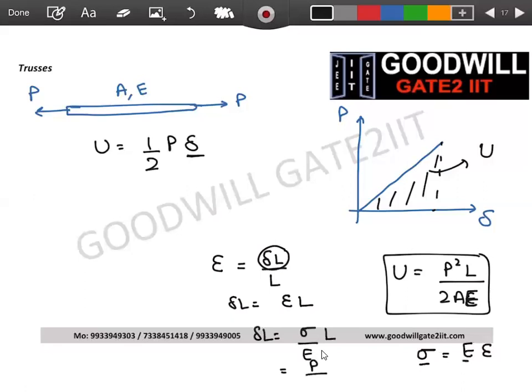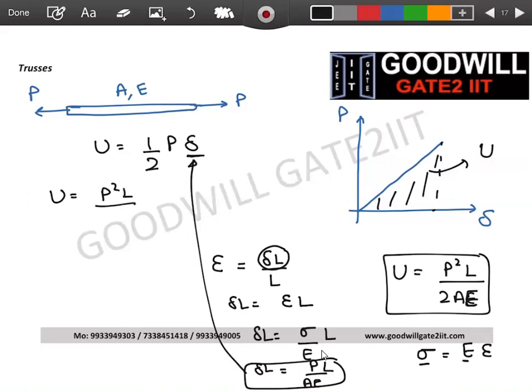So force is P, area is A. So we got change in length as PL by AE, which if you substitute here, you will get simply as P square L divided by 2AE. I definitely expect you people to know this when you're going in your GATE exam.